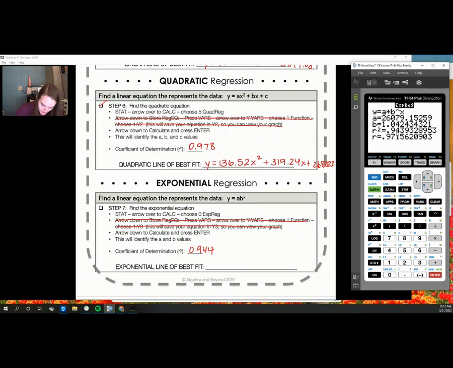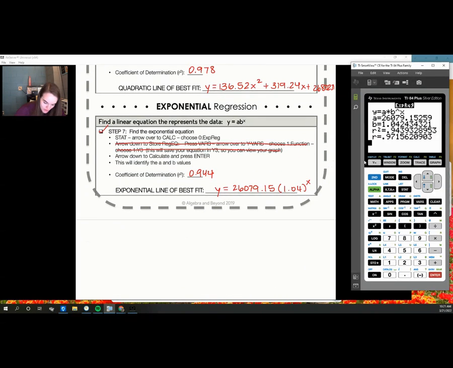But we're going to go ahead and write the line of best fit, and this one is y equals our A value, 26,079.15 times 1.04 to the x power. Okay, so that's how I find each.